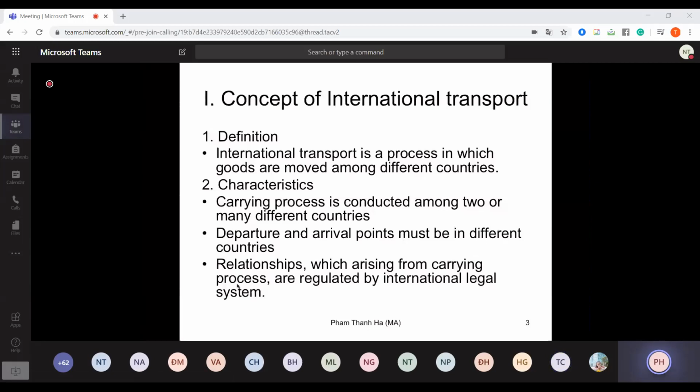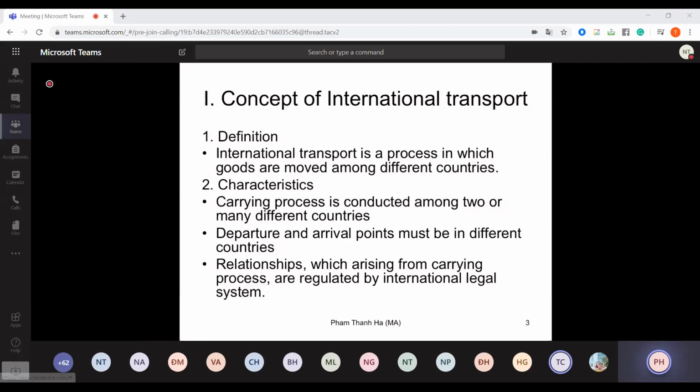Do you know the conventions? What are international conventions? How can you translate it into Vietnamese? International conventions. What is it? Exactly. So the first thing that we should mention here is international conventions.